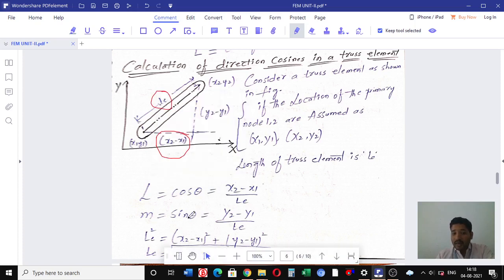And m is nothing but sin theta. Sin theta is nothing but opposite by hypotenuse. So here the opposite is y2 minus y1, and the hypotenuse is LE. Clear? After that we need to represent in this form the LE value.